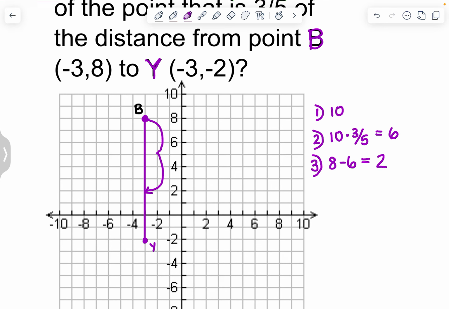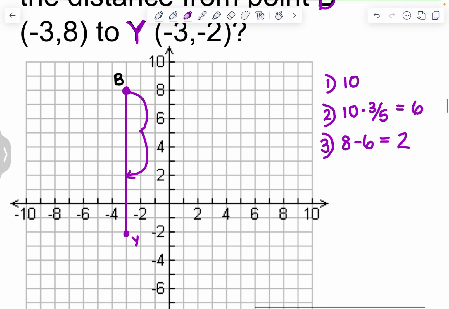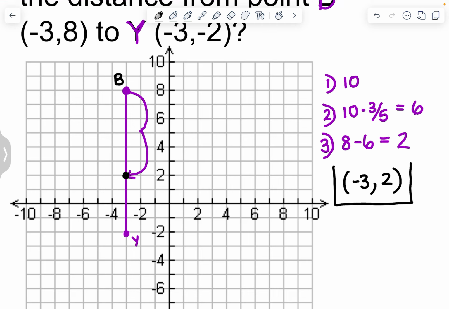Absolutely not, because we are on a coordinate plane, and we want to know the location of this point on the coordinate plane. Who can tell me the location of this point? Hopefully you said that that point is at the coordinate -3, 2. And that is our final answer.